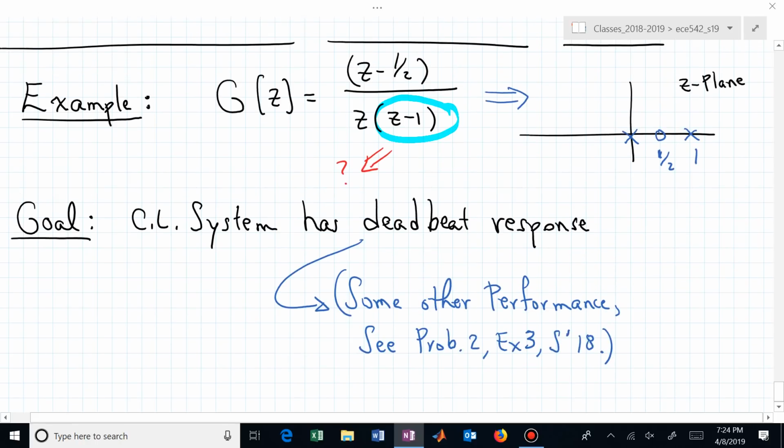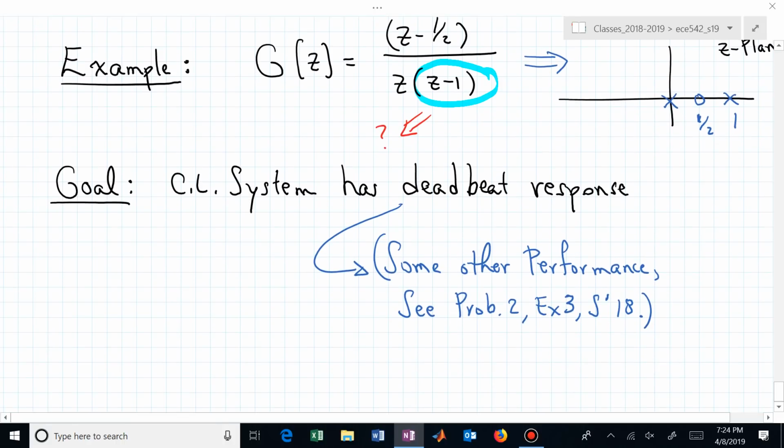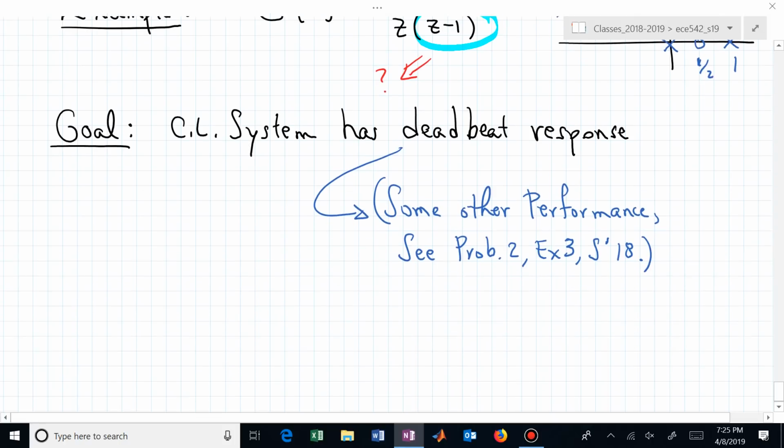So what if we attack this problem with the following goal? Our closed loop system has deadbeat response. What does that mean relative to T sub c of z? What's our desired closed loop transfer function look like, or in particular, what's its denominator look like?